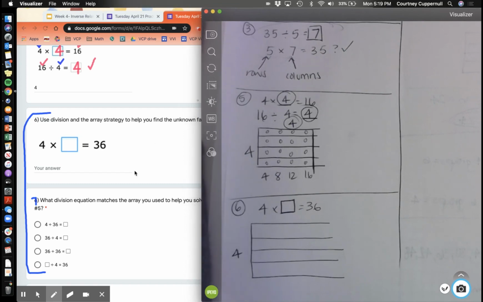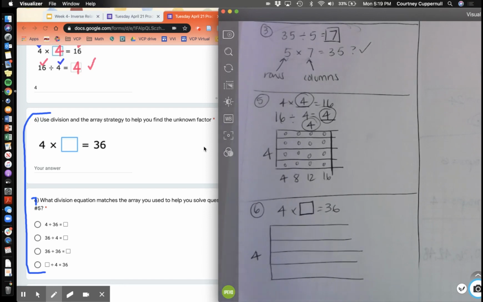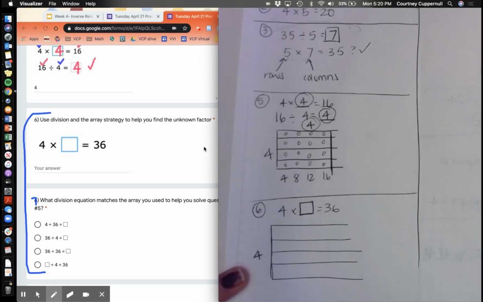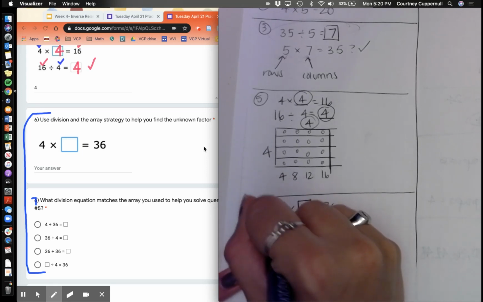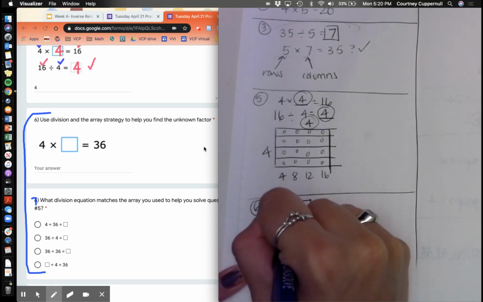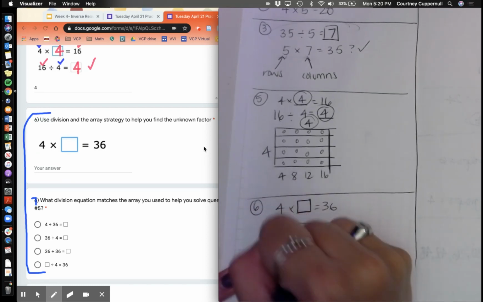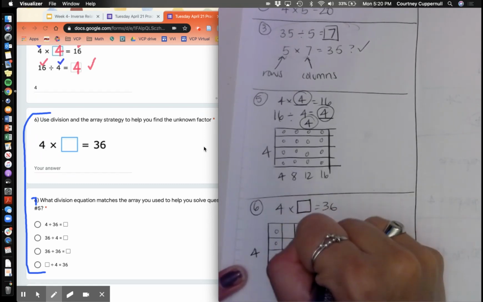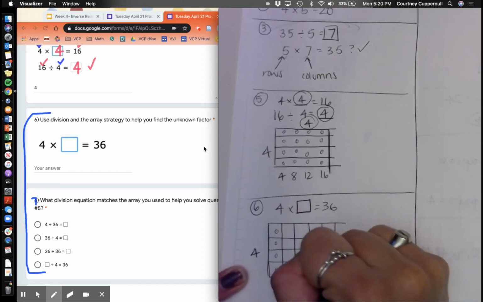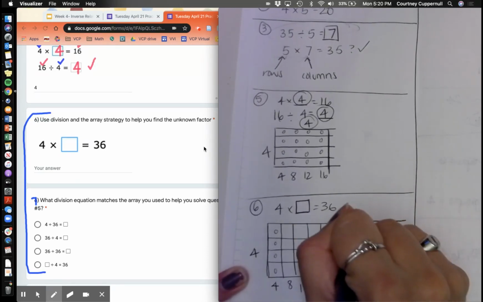What I do on my paper is what I hope that you hopefully did. So using our array strategy, 4 times what number equals 36? That means I've set up my 4 rows and I'm going to put 1 in each row until I get to 36. Or you can think about it even faster. And instead of putting a circle in each row, you can actually just draw a line and create 4 boxes and skip count by 4s. So you can do 4, 8, 12, because I've made now 12 boxes, 16, 20, 24. Got to extend my lines apparently.